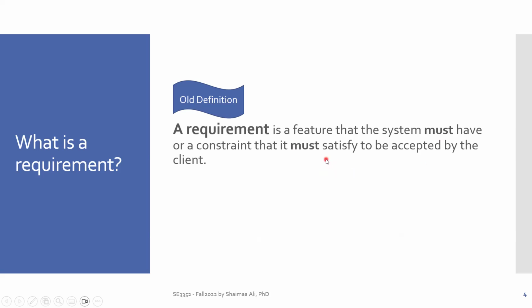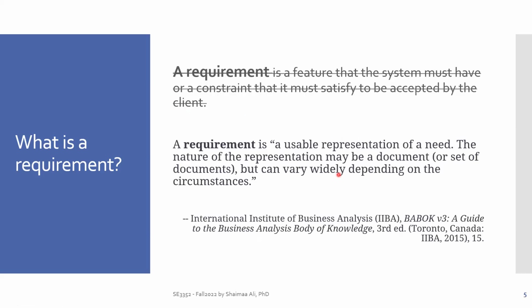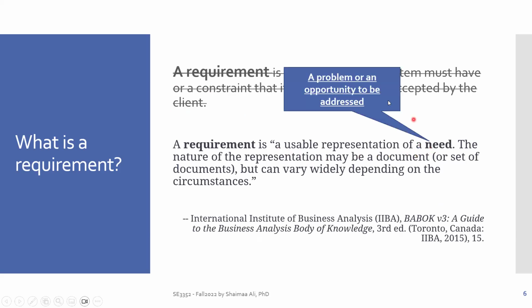Now, that definition has proven to be infeasible and unrealistic given the uncertain nature of software development. The new definition that is more realistic and more feasible is that a requirement is a usable representation of a need. And a need is just a problem or an opportunity to be addressed. So, a problem to be solved or an opportunity to be addressed. That representation could be in the form of one document or multiple documents, but it can vary widely depending on the circumstances. This definition is coming from the Business Analysis Guide.